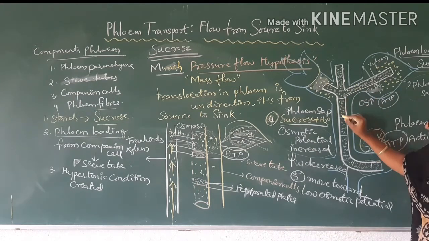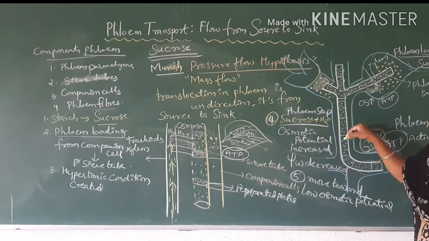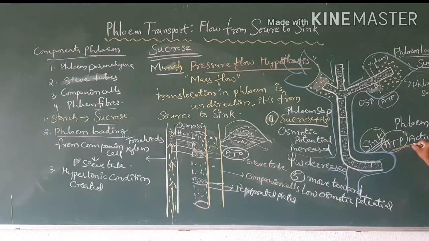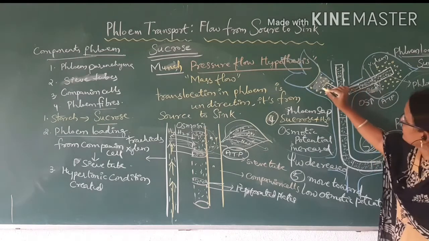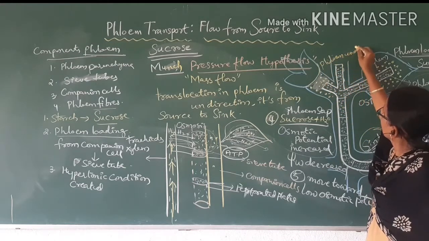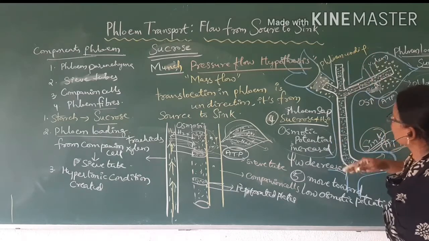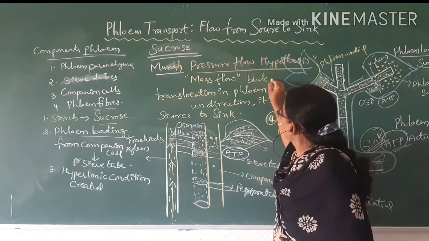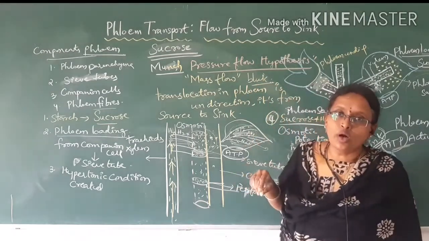It moves multi-directionally, wherever the osmotic potential is low. Finally, when they reach the place where the material is to be unloaded, at that place, actively, by utilizing ATP, they deliver these materials into the sink. This is phloem unloading. All the materials in the phloem move in mass, they flow in bulk form. That is the reason this is also called the mass flow hypothesis.